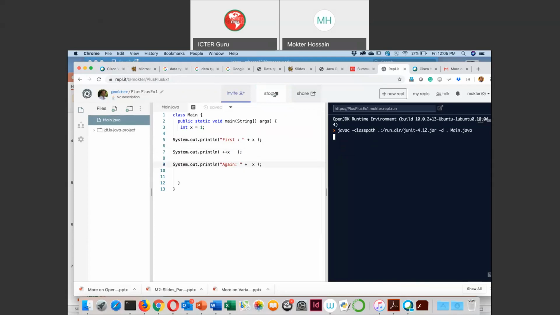These plus plus and minus minus operators are used in for loops or while loops, but while using a for loop or while loop, there is no difference between plus plus x or x plus plus. The difference comes here. If you understand this, then you will understand the difference.